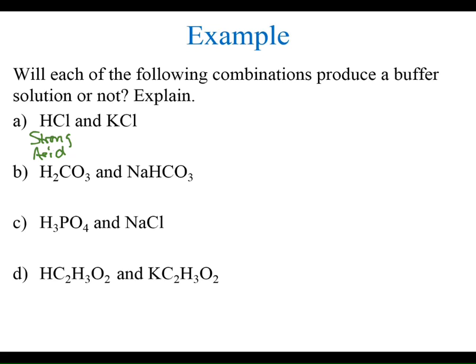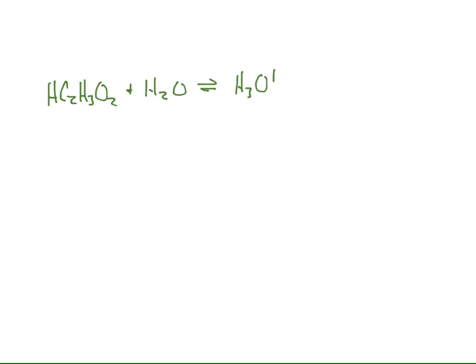So, let me show you something real quick. I think I just blew your mind here. Let me show you how it works. The classic one is acetic acid, which is HC2H3O2. If you put it into water, what does it make here? Well, it would make hydronium and acetate. So, here's my acid. Here's its conjugate base.